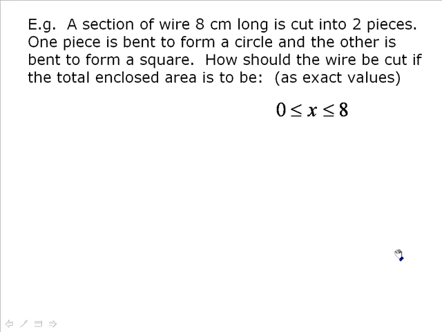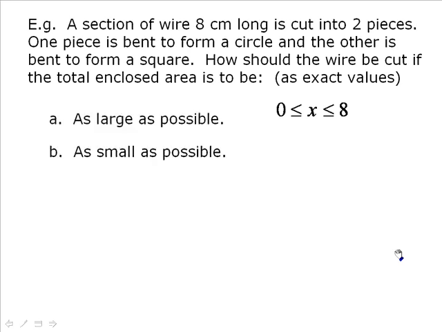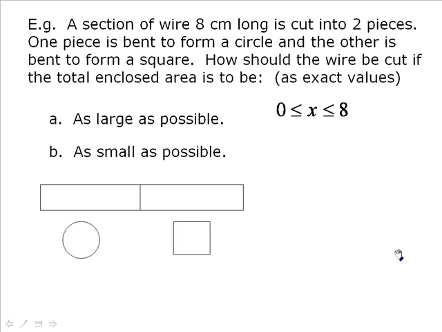With this one, we just have a piece of wire, a certain length, that's cut into two sections. For whatever reason, one piece is bent to form a circle, and the other is bent to form a square. We want to determine where we should cut the wire if we want the resulting enclosed area to be as large as possible or as small as possible. If this is the wire, and it's obviously a little wider than you might envision it to be, one part of it is going to be the circle, one part of it is going to be the square.